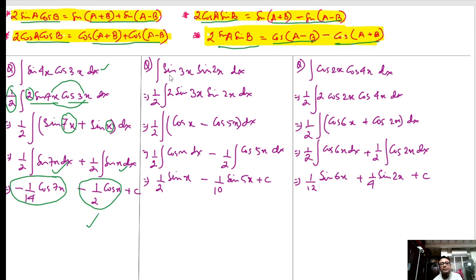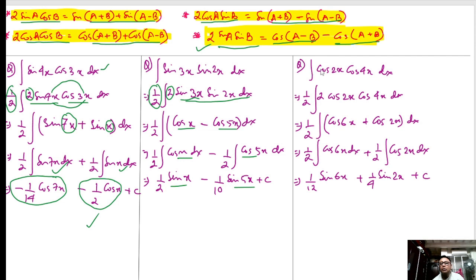In the next sum, it is integration of sine 3x sine 2x. So we are doing by half into 2. Okay. So it is looking like 2 sine A sine B. 2 sine A sine B is the last formula. 2 sine A sine B is cos A minus B minus cos A plus B. Now separately doing the integration, cos x is sin x, cos 5x is sin 5x by 5.